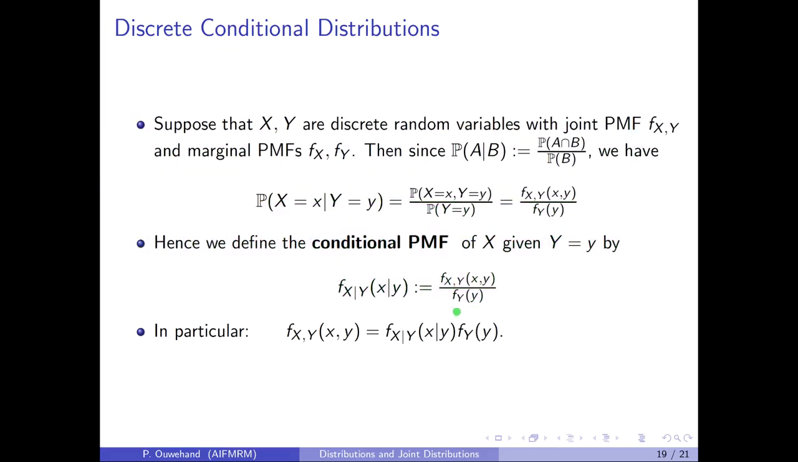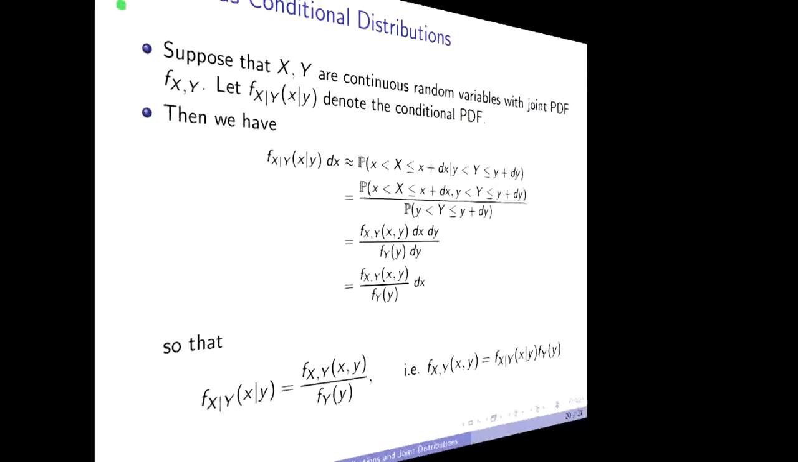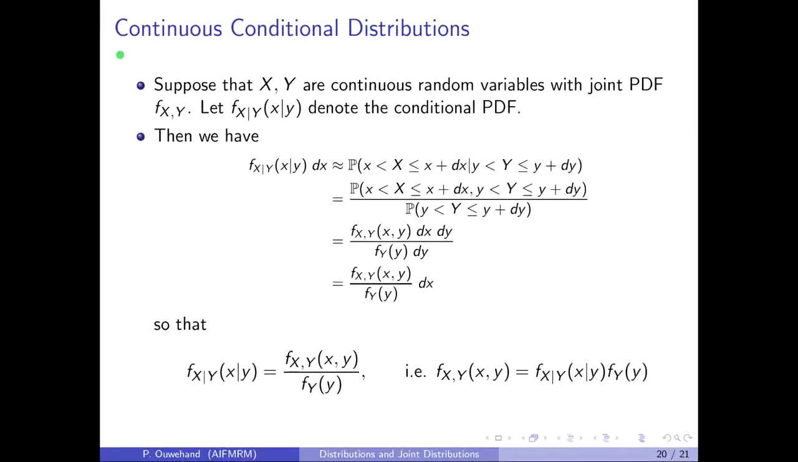If we take the denominator over to the left-hand side, this is often written as follows. The joint PMF is just the product of the conditional PMF with the marginal PMF. Next, we consider conditional distributions for continuous random variables. Suppose that x and y are continuous random variables, in which case they will have a joint PDF denoted by fxy. We will denote their conditional PDF as follows.